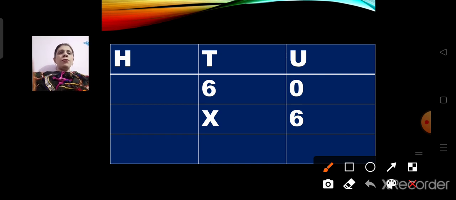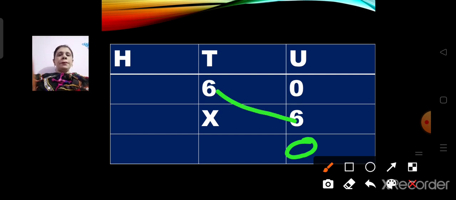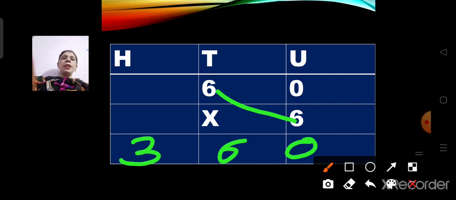Okay. 0 6s are 0. 0 6s will be 0. 6 6s are 36. So I will write 6 in tens place and 3 in hundreds place. So what is my answer? 360 when I multiply 60 into 6.